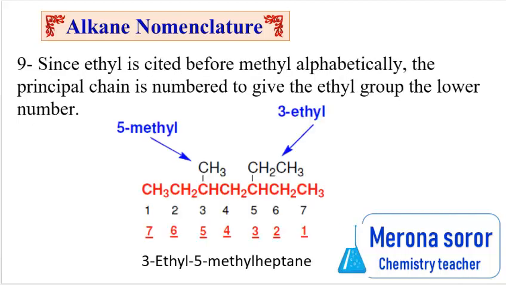Step number 9. Since ethyl is cited before methyl alphabetically, the principal chain is numbered to give the ethyl group the lowest number. In our example, the letter E precedes the letter M alphabetically, so the ethyl group must take the smallest number from the terminal, so we must number this chain from this terminal to give the ethyl group the smallest number.